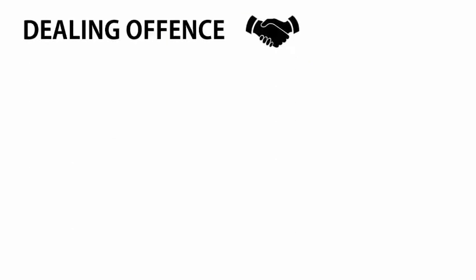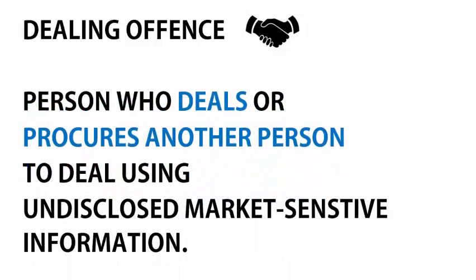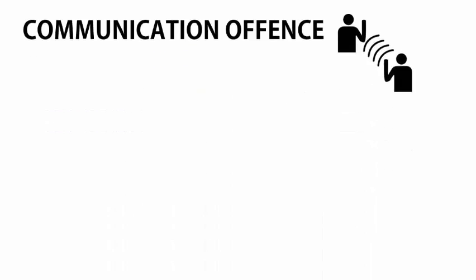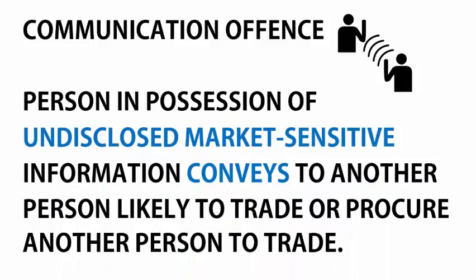Under the information connected approach, there is a dealing offense. A dealing offense is any person who deals or procures another person to deal using undisclosed market sensitive information. There is also another offense called the communication offense, where a person in possession of undisclosed market sensitive information conveys this information to another person who is likely to trade or procure another person to trade in security.